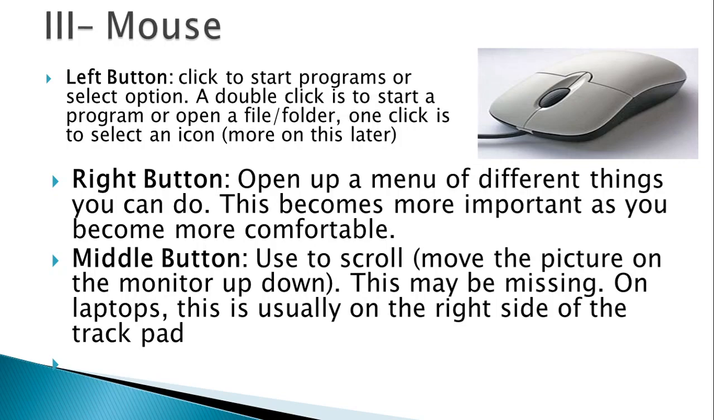Okay, let's talk about the mouse. There are three sections of the mouse: the left button, the right button, and the middle button. When we say click, a click is normally done with the left mouse, and it is used to select a program or an option like a file or a folder. When we double click on it, it means we want to open the file, folder or program. We use the right mouse when we want to open a sub menu of different things. And we use the middle button when we want to scroll up or down the page.